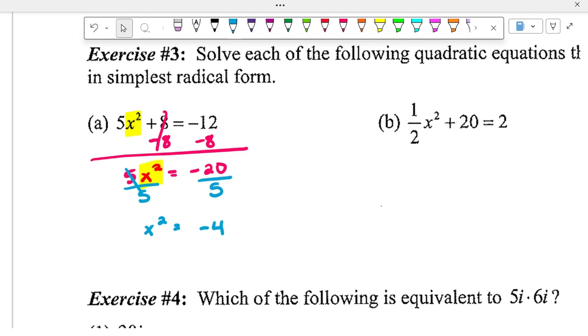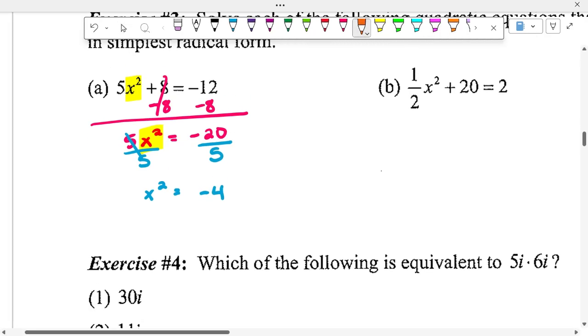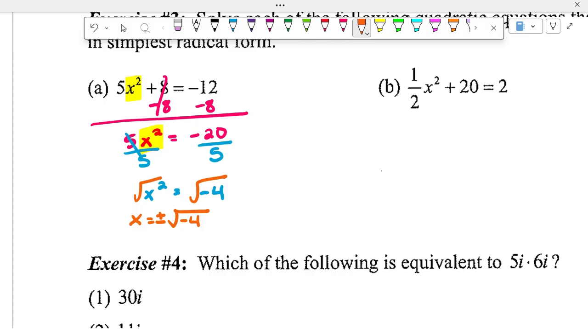What's my last step to get x by itself now? How do I get rid of the square? Take a square root of both sides. So x is equal to the square root of negative 4, or plus or minus the square root of negative 4. Whenever you're solving, you put plus or minus in front of it. Now, what is the square root of negative 4?